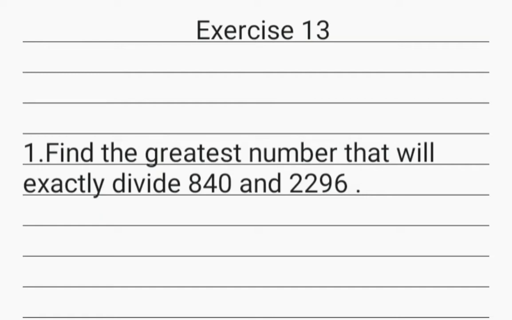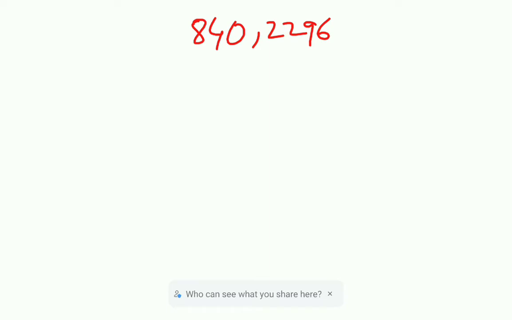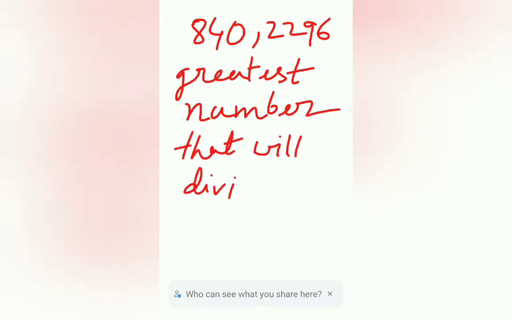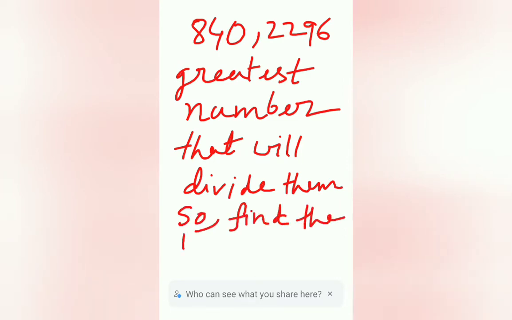Find the greatest number that will exactly divide 840 and 2296. That means you have to find out the HCF of 840 and 2296. The greatest number is a divisor that will divide 840 and 2296 and remains nothing. That means the remainder is 0.